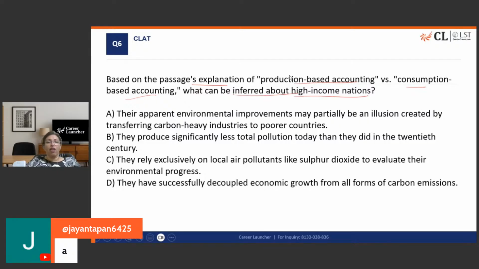A: That their apparent environmental improvements may partially be an illusion created by transferring carbon-heavy industries to poorer countries. B: They produce significantly less total pollution today than they did in the 20th century. C: They rely exclusively on local air pollutants like sulfur dioxide to evaluate their environmental progress. D: They have successfully decoupled economic growth from all forms of carbon emissions. Which of these will be the correct answer? Okay, I'm waiting for your answers.